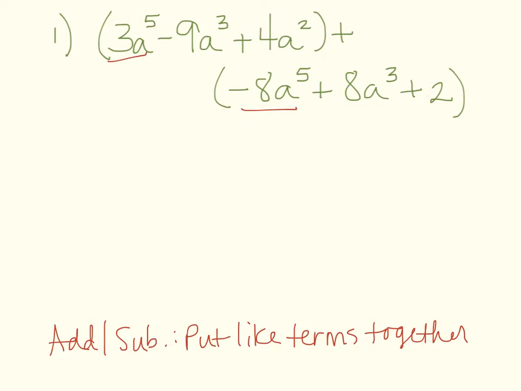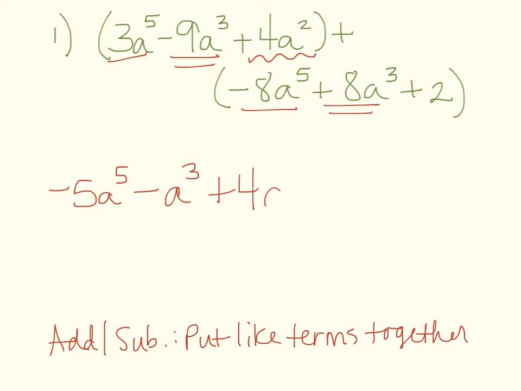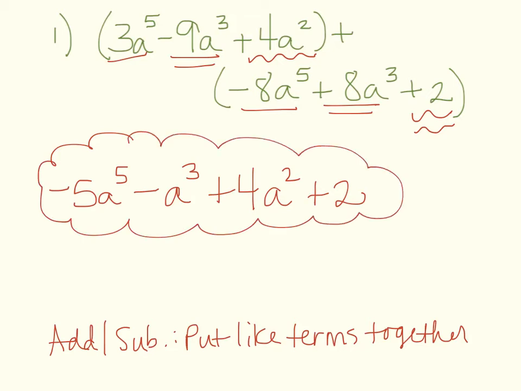3a to the fifth plus negative 8a to the fifth happens to be negative 5a to the fifth. Now looking at my cubes, I've got negative 9a cubed plus 8a cubed, which is negative 1a cubed. 4a squared doesn't have any like term to go with it, so we're going to just bring it down as positive 4a squared by itself. And likewise, positive 2 doesn't have a constant to go with it, so we're going to bring it down just as a positive 2. This would be my final answer, and I'd be finished with this.